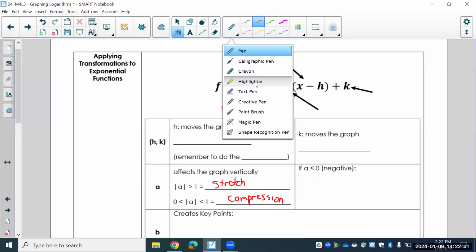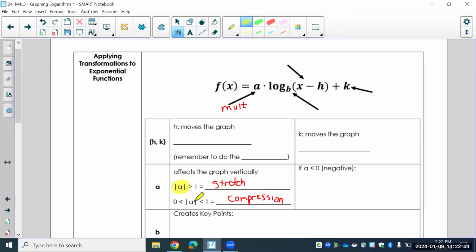Now, the next part here is, why do we have an absolute value? It's actually math code for saying you need to look at the negative separately, because an absolute value would get rid of the negative. And negatives cause a graph's output to change from positive to negative or negative to positive, which causes a reflection over the x-axis.